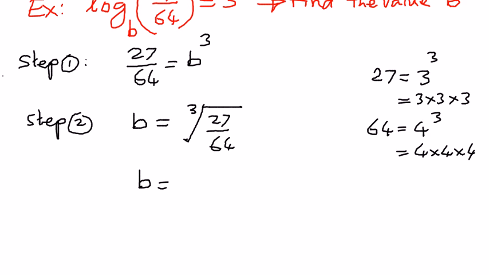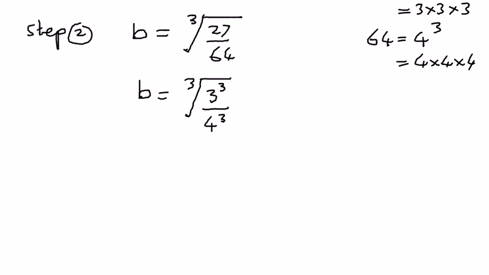b is equal to the cube root of, for 27 I'm going to write 3 to the power of 3, and for 64 I'm going to write 4 to the power of 3. So now it is just a matter of simplifying these numbers. b is equal to 3 to the power of 3 divided by 4 to the power of 3, and this whole thing is raised to the power of 1 over 3.